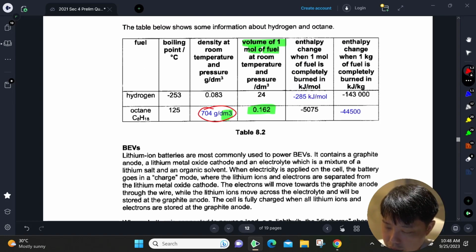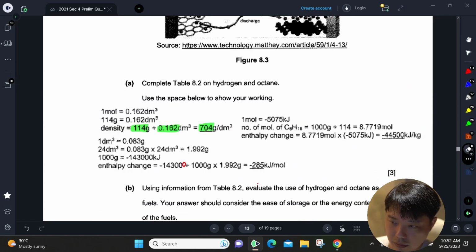The second blank is enthalpy change when 1 mole of fuel is completely burnt. Here they are saying 1 kg completely burned. This is the enthalpy change. How about when 1 mole is completely burned? So we've got to convert that.